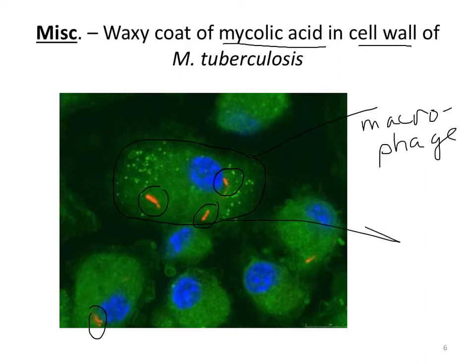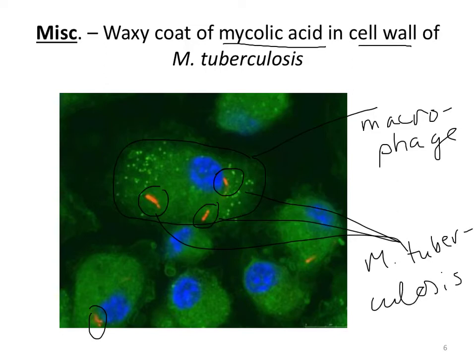And the orange bits, those are the M. tuberculosis. And it's surviving in there. It's doing just fine instead of being killed like it should be. And that's because it has this coating of mycolic acid, which is serving as a defensive pathogenicity factor. That's the nucleus right there, in case you were wondering.